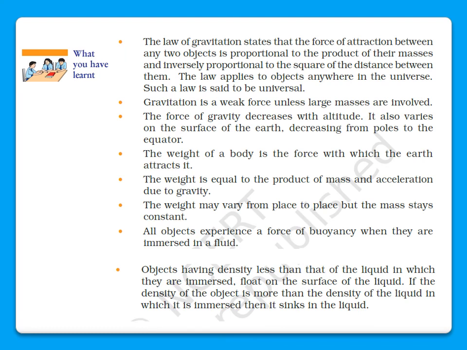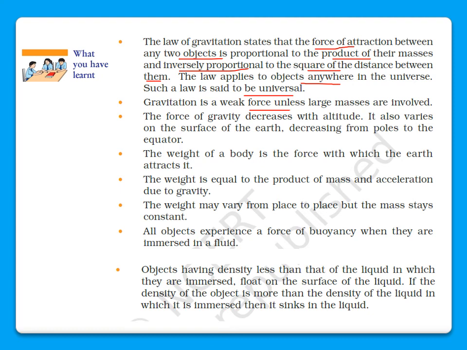What did you learn in this chapter? Here are some important topics. The first one is the law of gravitation, which states that the force of attraction between any two objects is proportional to the product of their masses and inversely proportional to the square of the distance between them. This law applies to objects anywhere in the universe and that is why it is known as the universal law of gravitation. Do you know, children, gravitation is a weak force unless large masses are involved.